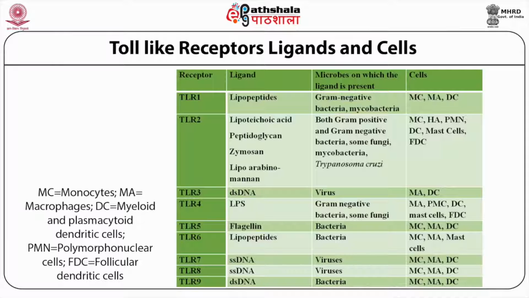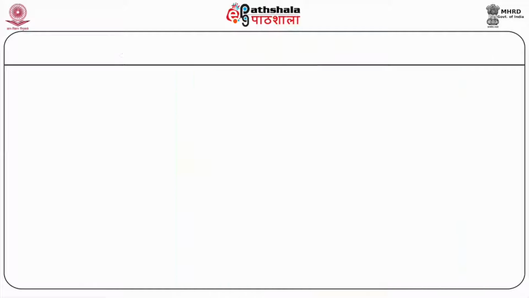Apart from lipopolysaccharides, which is shown here as the ligand corresponding to TLR4, it in fact also binds to the host proteins during damage, infection and inflammation like HSP60 and a fibronectin variant. Let us now look at what we refer to as a mannose receptor.